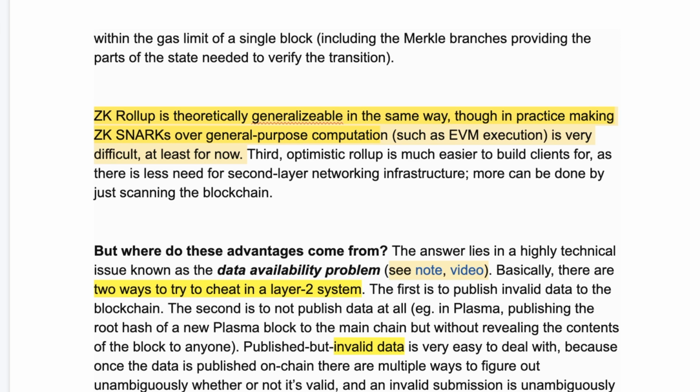Now, the third thing is optimistic rollup is much easier to build for clients because it's very specific and there's no need for a second layer networking. You can just scan the blockchain.